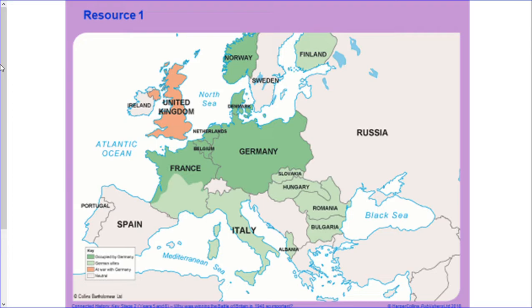So how do you think this image shows that the battle was a threat to England and the United Kingdom? If you have a look at the countries that are closest to the United Kingdom, they are all occupied by Germany.